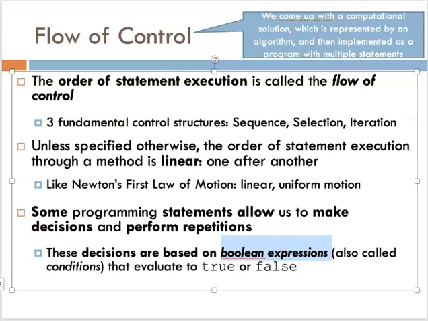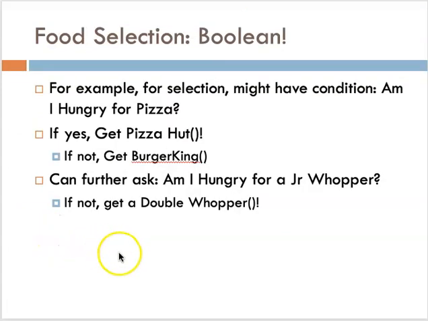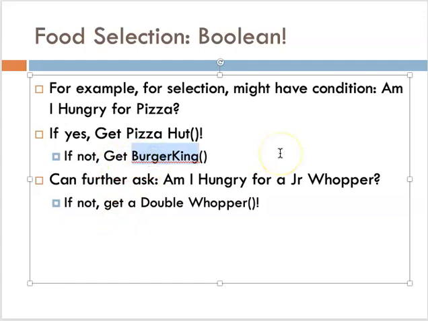They're either true or false. Let's look at another example of this thing. How is it Boolean? Well, maybe you're hungry, right? Maybe you're sitting there and you're getting a little hungry. And so you ask yourself, hey, am I hungry for Pizza Hut? If the answer is yes, you go get Pizza Hut. If the answer is no, then you go get Burger King, of course.